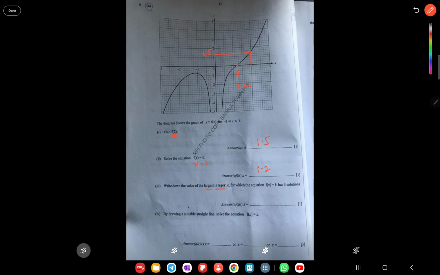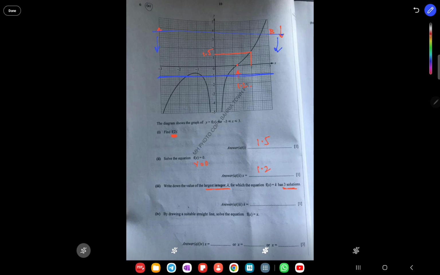In the next question, it says write down the value of the largest integer k, and you have to find the integer. This is important. These are the two conditions of k, for which f of x equals k has three solutions. At this moment, you have to put your scale at points A and B, and then move it downwards. So if you move your scale downwards, it's going to come down like this. The blue line, you can consider as your scale.